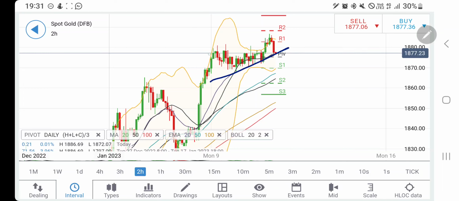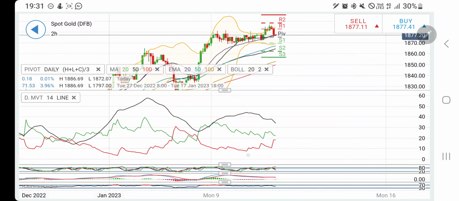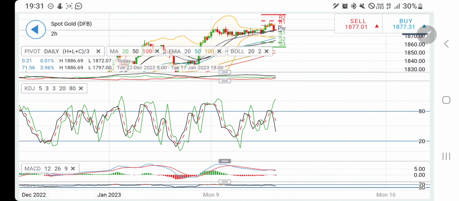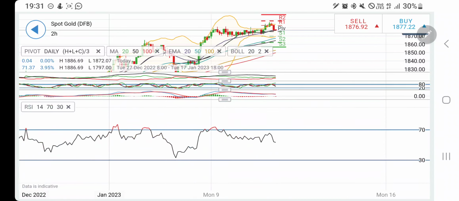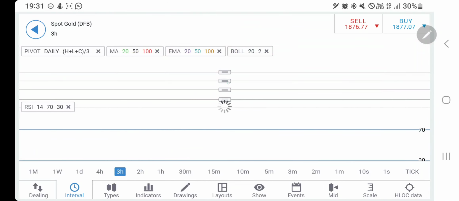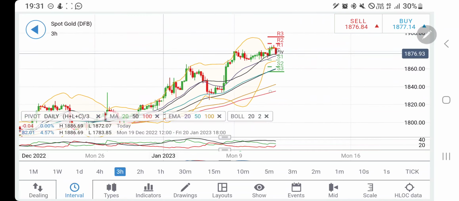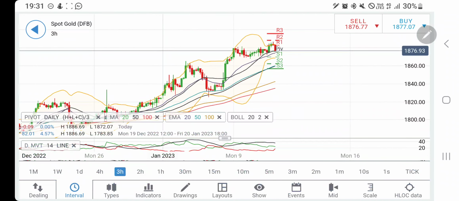It is trying to trade in this channel. This is a bullish channel here, waiting for a breakout either way. Directional movement moderately bullish here, stochastic dropping from the highs. The MACD is bearish, RSI has also dropped a bit, and similar observation on the 3-hour charts.